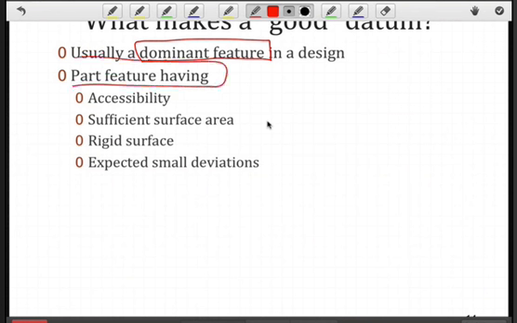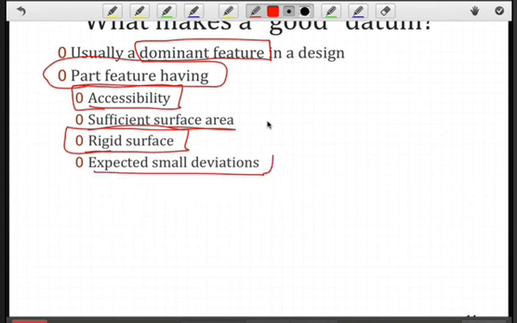And if it's going to be a good datum in terms of being usable, first of all, it has to be accessible. Otherwise, it's going to be difficult to estimate that datum. It will need some surface area. If not, then it will be difficult to determine exactly where it is. And it shouldn't be flexible, because if I've got flexibility, that means I'm going to have a lot more error in estimating that datum. In terms of our manufacturing processes, hopefully we expect very small deviations in that datum surface.